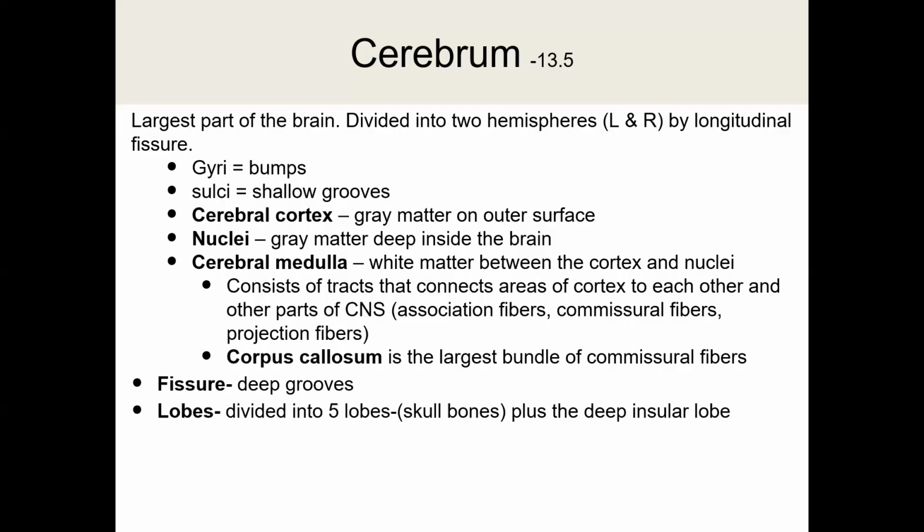And so this is going to consist of tracts. Remember, myelinated axons are tracts that are going to connect all the different areas of our cortex to each other and to other parts of our central nervous system, like the brainstem and cerebellum and thalamus, and all those pieces we've already discussed. The corpus callosum is one that is on your practical list, and that's our largest bundle of commissural fibers, meaning our connective fibers.